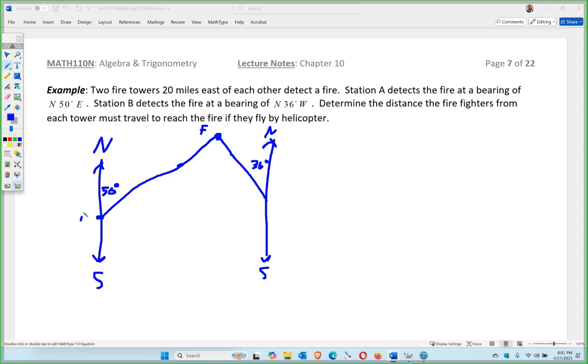And then these two towers, Tower A and Tower B, are directly east-west of each other by 20 miles. So that's essentially what we get for a triangle. I'll redraw this better in a second. So this is obviously 90, because the compass is always going to be 90 there. 36 plus 54 gives me 90. And then 50, so this would be 40 degrees right here. Okay, so that's basically what we have. That's how you do bearing. You just draw compasses and go east or west from there.